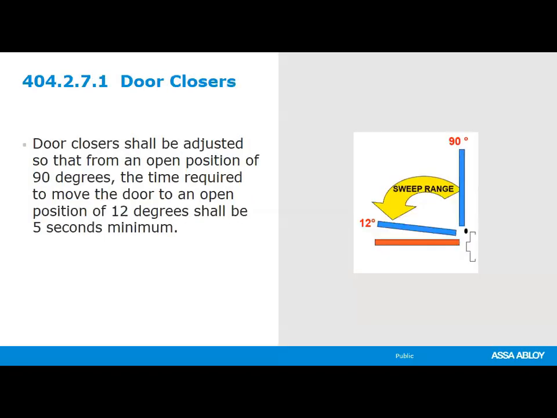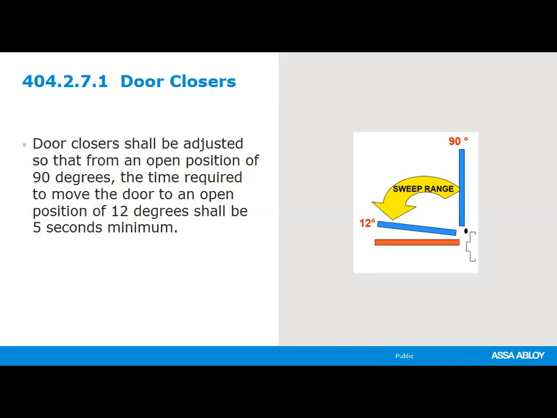Door closers shall be adjusted so that from an open position of 90 degrees, the time that is required to move the door to an open position of 12 degrees shall be 5 seconds minimum. And this can happen. All commercial door closers have a sweep speed valve, and you can slow down that range to 5 seconds, no problem.